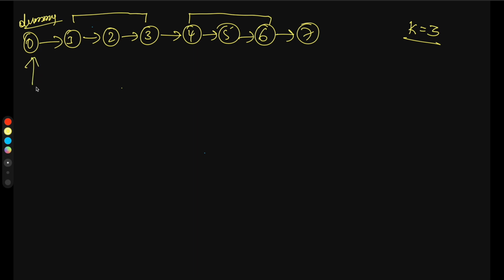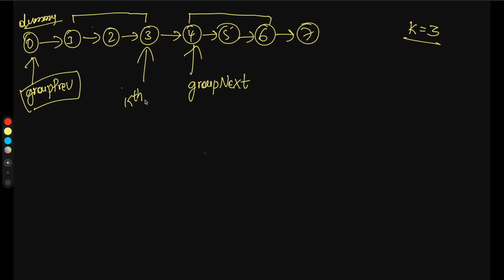I'm going to keep a pointer called group previous. Whenever a group of size K is present, this pointer represents the previous node to the group. Similarly, I'm going to have a pointer that I'll call group next, because this pointer represents the node next to the group. And this will be the kth node for the first iteration of the loop.